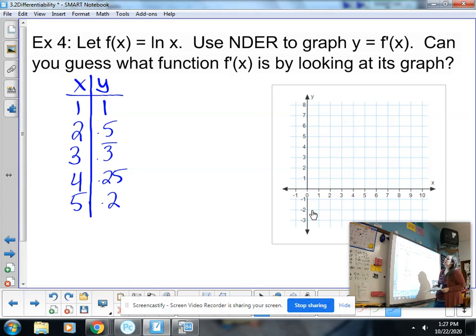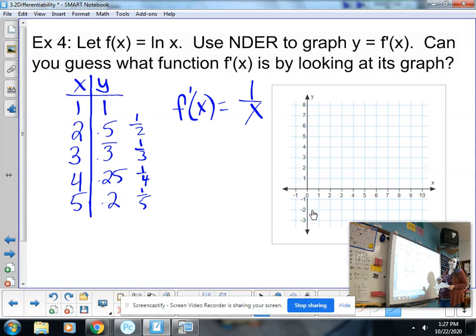know if you guys see some kind of pattern here. 0.5 as a fraction is 1/2. 0.3 repeating as a fraction is 1/3. 0.25 is a fourth. 0.2 is a fifth. So the derivative function is 1 over x.